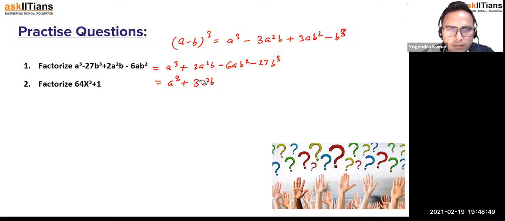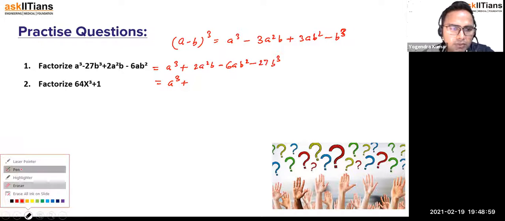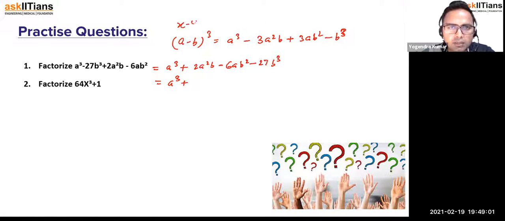You can see here, 3a square b. If I need to relate to this, you can write down that identity in terms of x to get a clear understanding. x cube minus 3x square y plus 3xy square minus y cube.